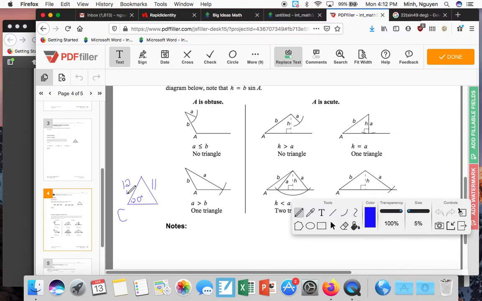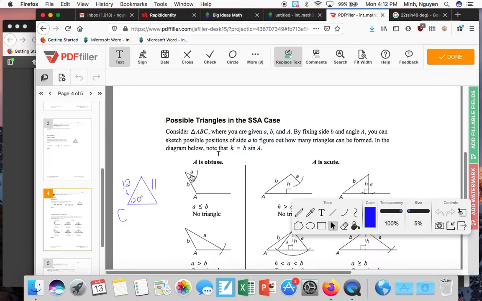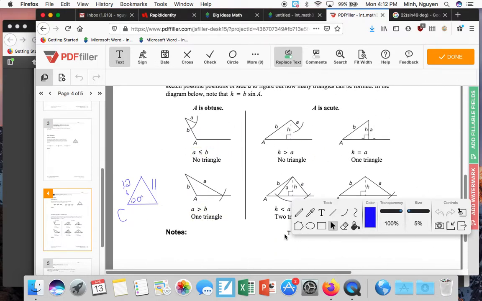Which means this is side B, which makes this angle B. Then this is angle A. Well, that's just all extra information that we don't even need to solve it. So let's look at what we got. I have an angle, a side, and then another side, which is the same thing as a side, and then an angle. So this applies.